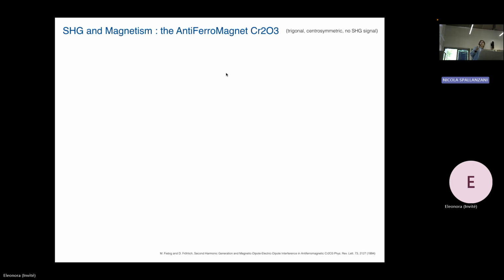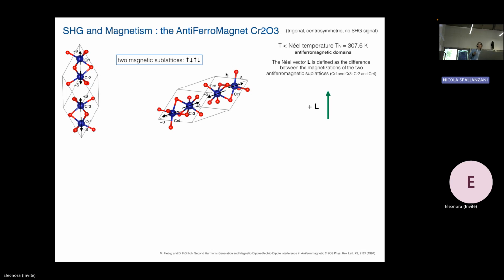So this is an example of Cr2O3, which in principle is a material that is centrosymmetric. So as it is centrosymmetric, you expect that when you measure SHG, there's nothing. And it's true, it's like this. But if you put your system at a temperature that is lower than a certain temperature, the Néel temperature, it becomes antiferromagnetic. This is what it means, that the total magnetization of your system is zero.